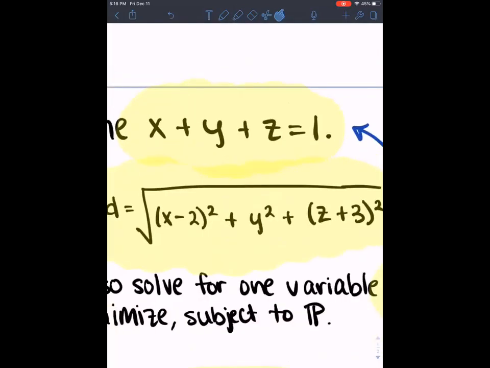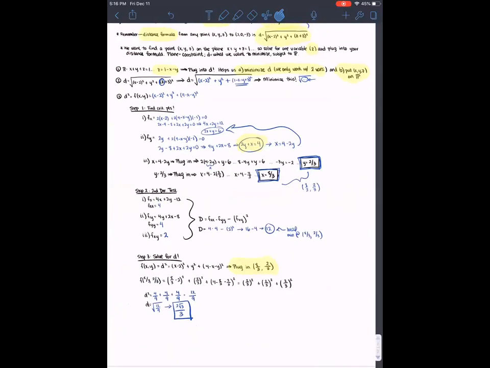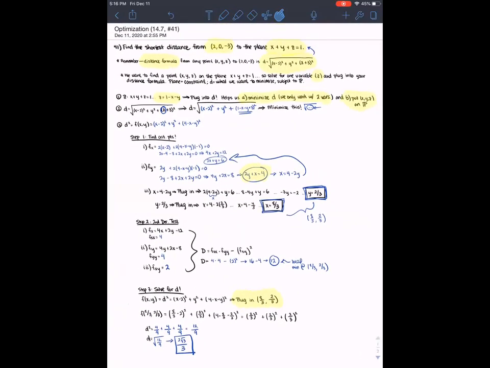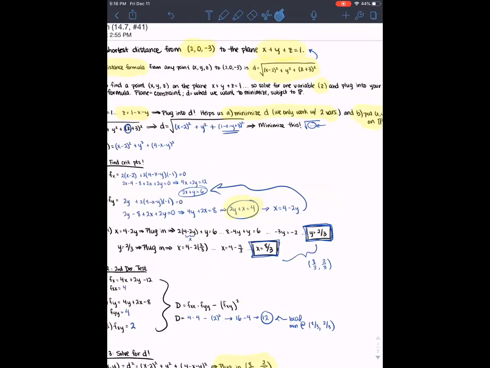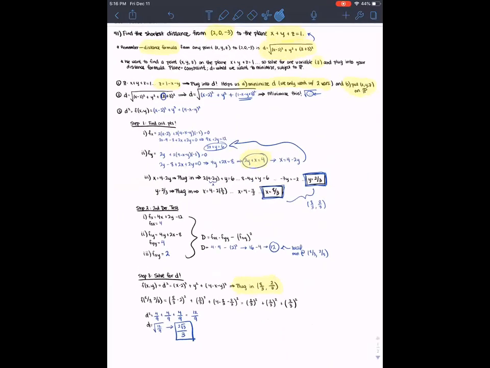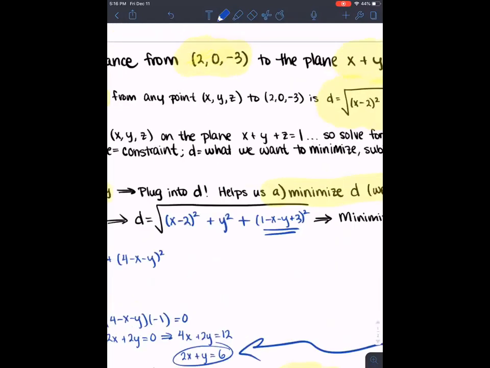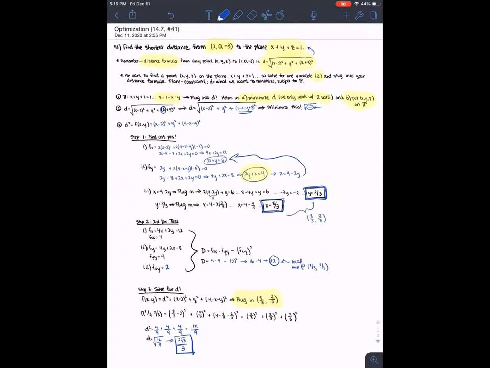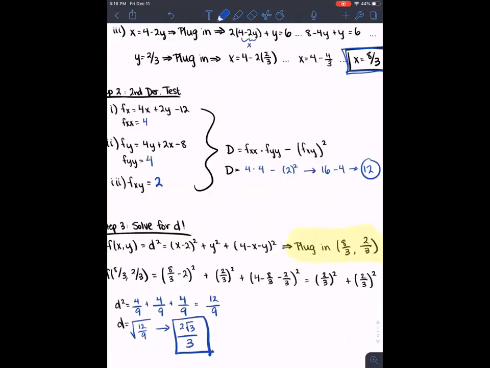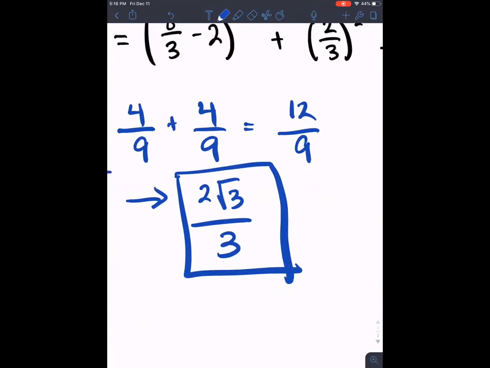So this is the minimum distance, the shortest distance from the point 2, 0, -3 to the plane x plus y plus z equals 1. And remember, we had to do this because the plane is a constraint, so we have to find a point on the constraint and then minimize the distance between this point, 2, 0, -3, and the point on the plane that is going to minimize our distance. And we find that the minimum distance is 2√3/3.